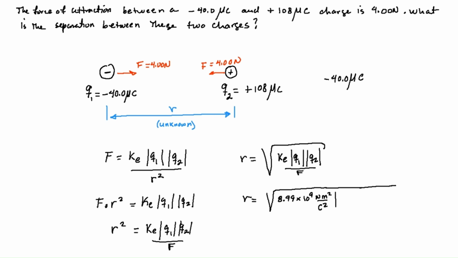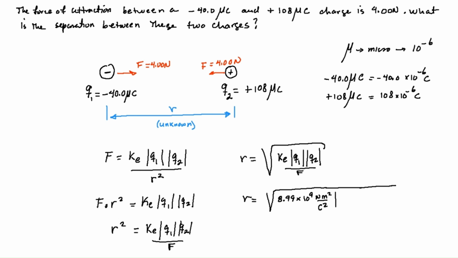So negative 40.0 microcoulombs is the same as negative 40.0 times 10 to the negative 6 coulombs, because mu, which is micro in the International System of Units, is 10 to the negative 6. And then these positive 108 microcoulombs are going to be 108 times 10 to the negative 6 coulombs. So we have to work with the values in coulombs, so we cannot work with the microcoulombs. We need to work with the values in coulombs.